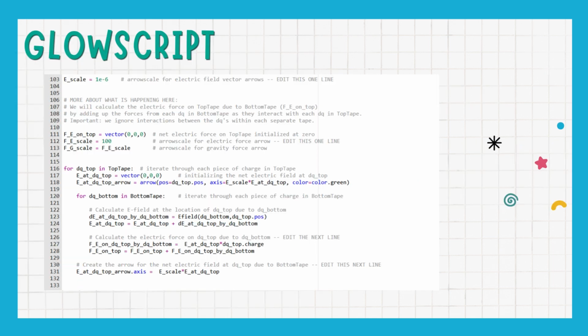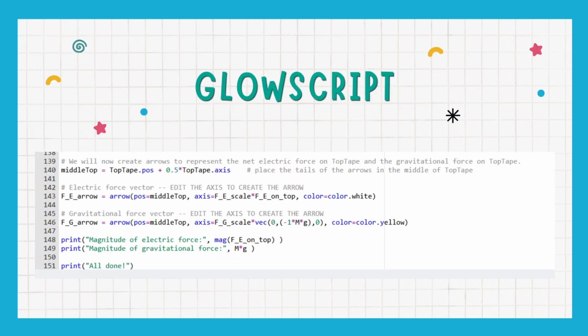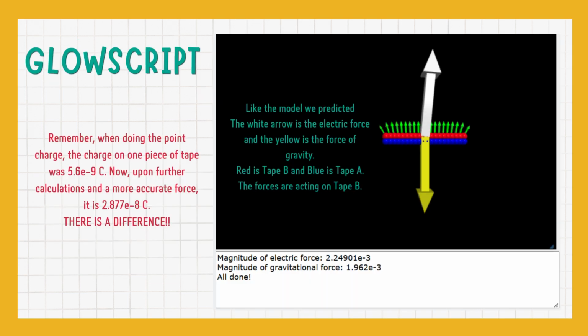So this is to show the electric force on the top tape due to the bottom tape, just a bunch of formulas like the E field, D cube bottom, D cube top, dot position, all of that. Once again, it's just to set up a correct model for the scenario that we're looking for. Down here, this is the part where we had to input our arrows, like the electric force and the force of gravity. One is going to be white, one is going to be yellow, one is going to be pointing up, the other is going to be pointing down, as we are about to see right here.